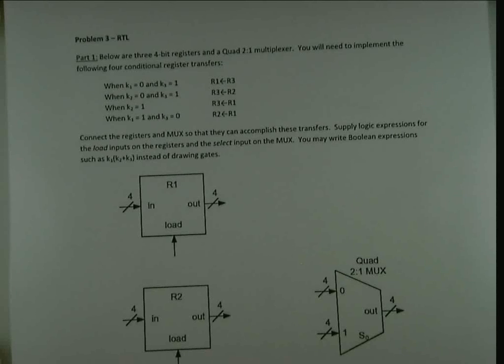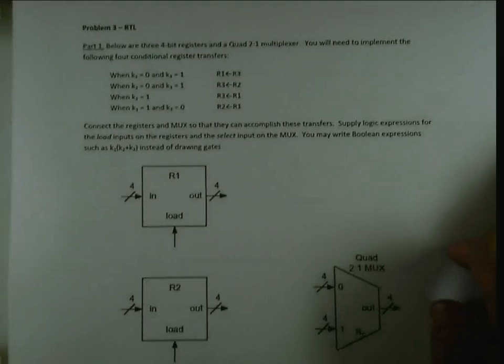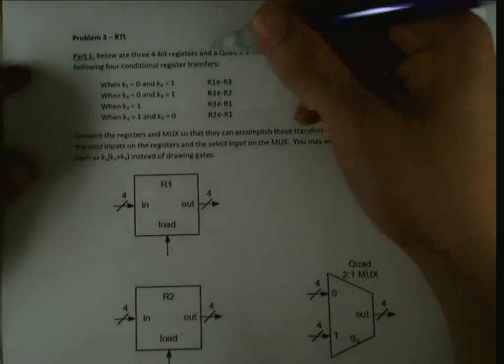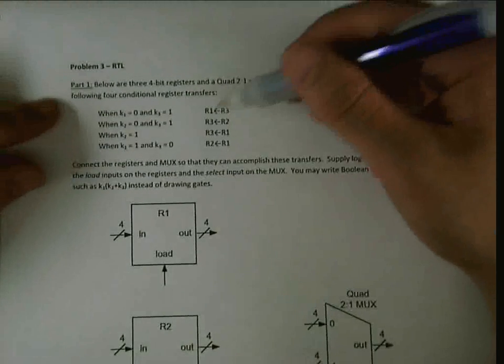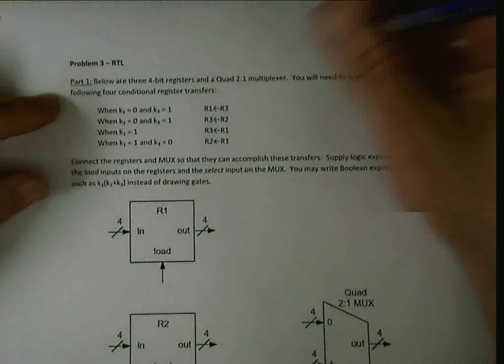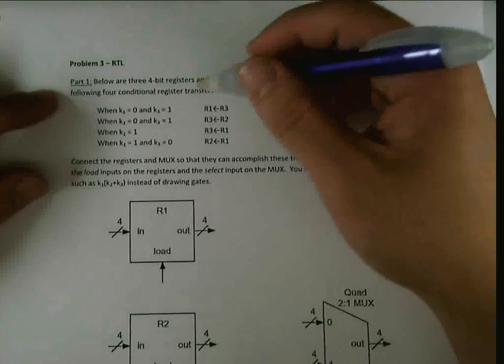This is the solution video for problem set 8, problem 3, and I'm just going to solve it right on the problem definition. Here we're given 3-bit registers and a quad 2-to-1 multiplexer, and we need to implement the following 4 conditional register transfers.